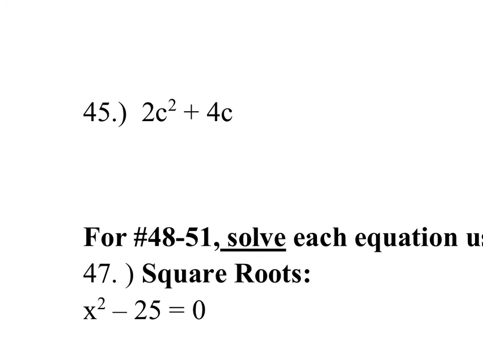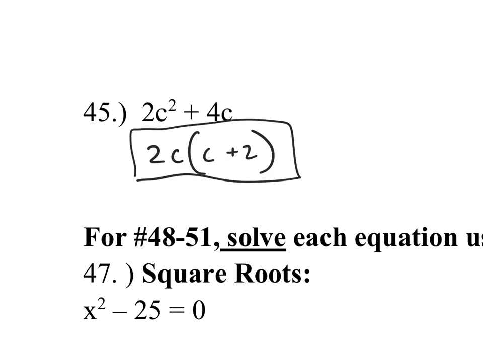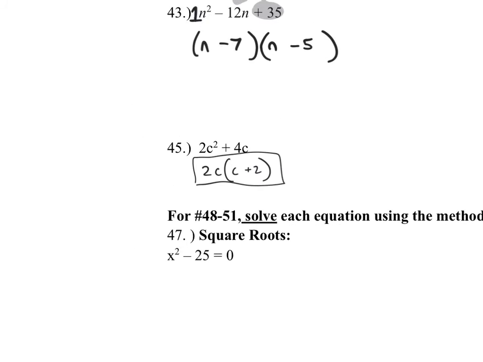For this one, we have a GCF of 2 for the numbers and a C for the variables to give us C plus 2. And that's as far as that one will factor. The two-term ones in this form are a little bit easier.